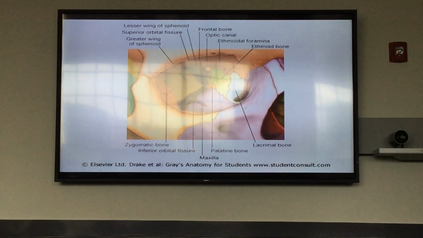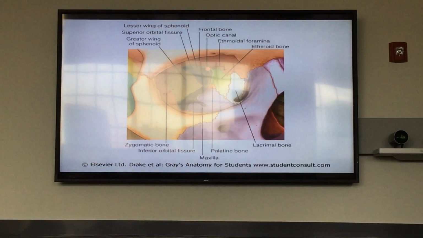Have you taken neuro yet? Good, with Dr. Haynes and a number of those. So then you know this optic nerve is simply a collection of axons that are coming from the retina that are going to project back eventually to thalamus and then from thalamus to the occipital cortex. Groovy? Excellent.